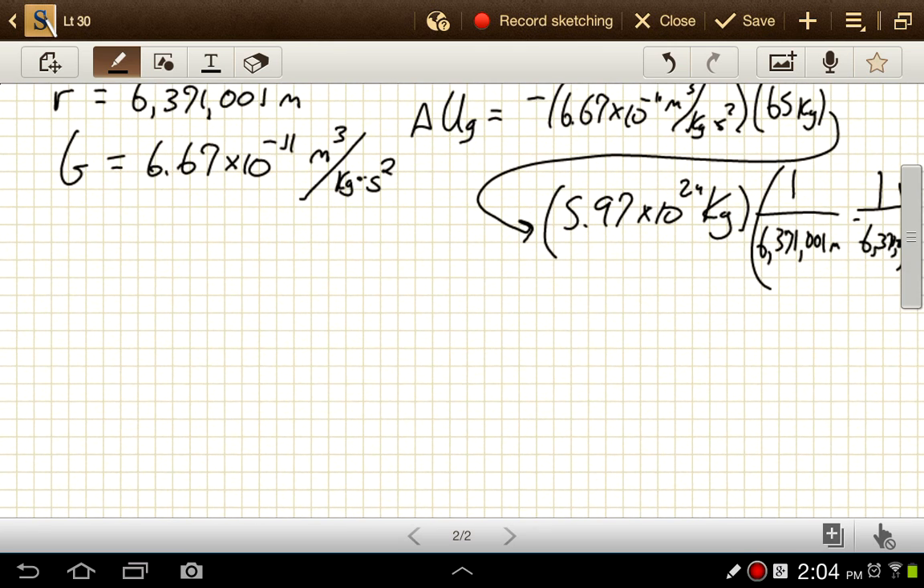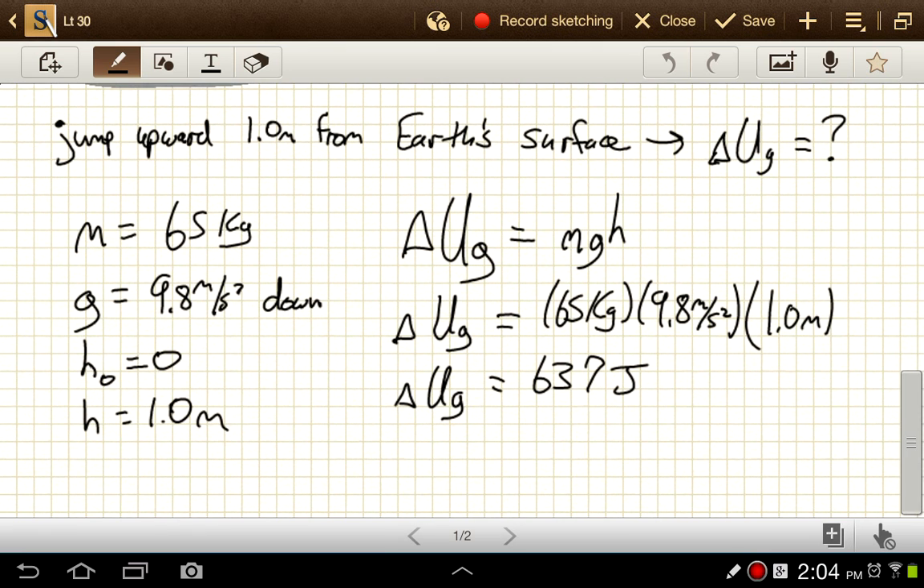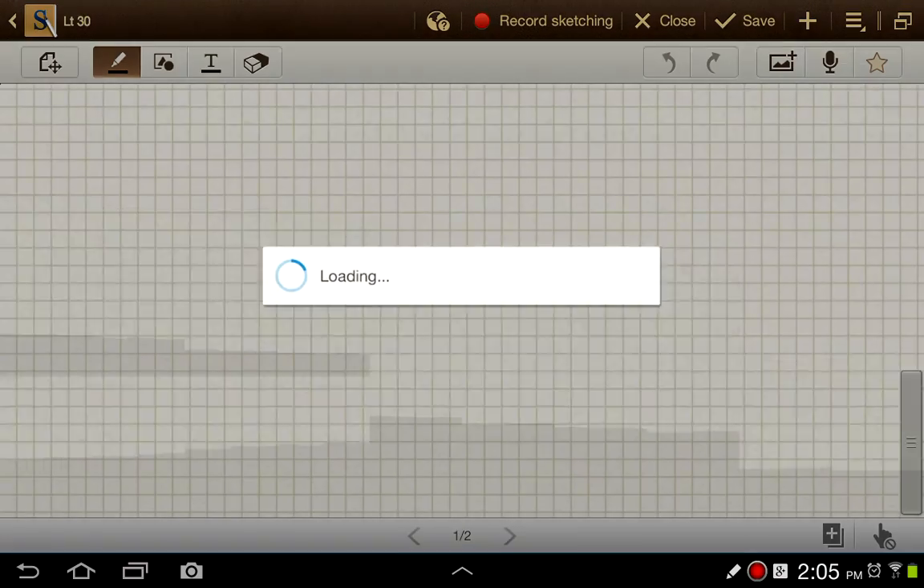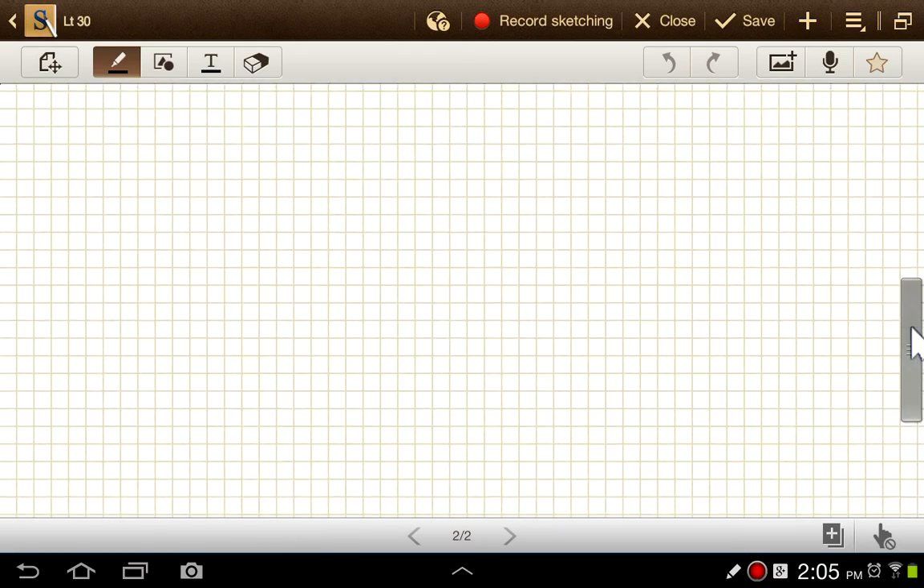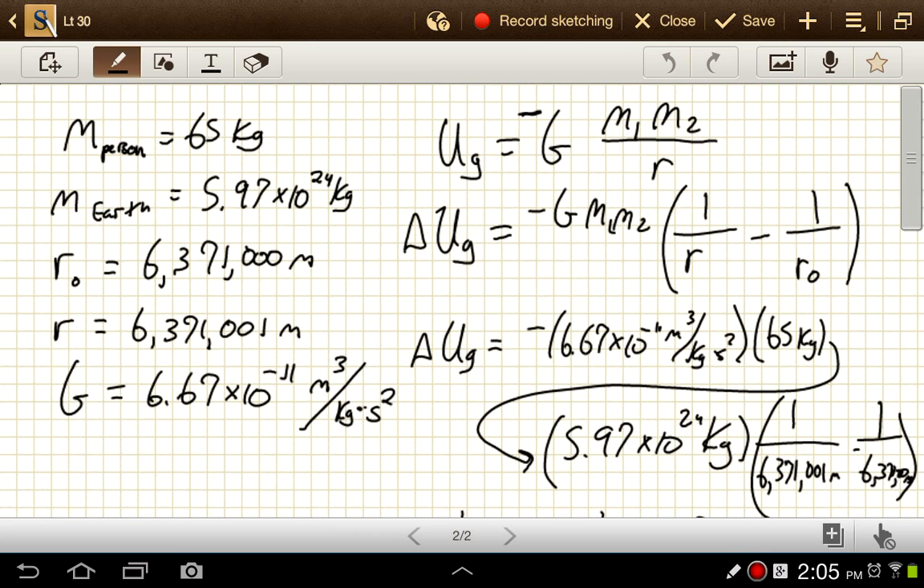And when we plug all this into the calculator, we get 0.7 joules more than before, 637.7 joules. Compare that to what we got the first time, 637 joules, so pretty darn close in terms of the change in gravitational potential energy between the two equations. Now this one is certainly more complex to use, and you probably wouldn't use it if we're just talking about an object that's moving near the surface of the Earth. You'd use the simpler equation for that.